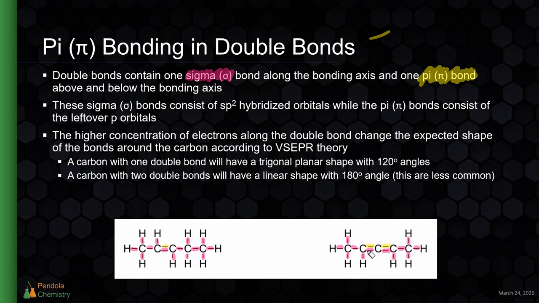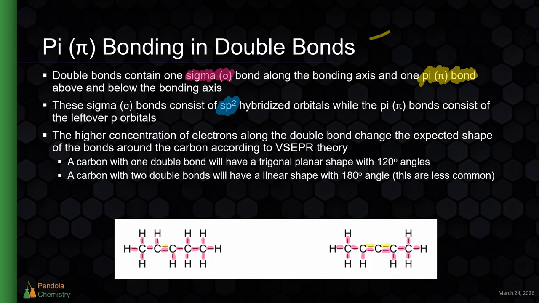They're the result of the overlap of either hybrid orbital from the carbon and the s orbital from the hydrogen, or in the case of two carbons, they're the result of hybrid orbitals overlapping. But the hybrid orbitals for a carbon with a double bond are actually a little different, because hybridization for a double bonded carbon is not going to be sp3 hybridized. The hybridization for a carbon with a double bond is going to be sp2 hybridized.